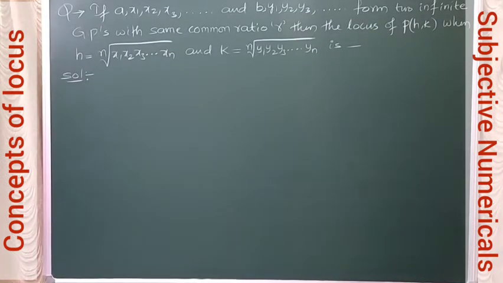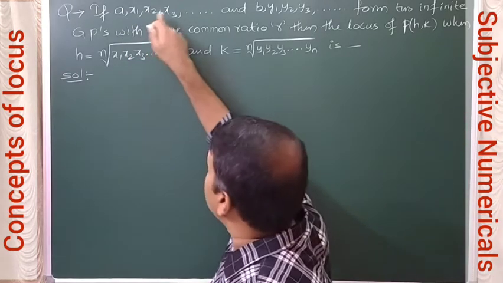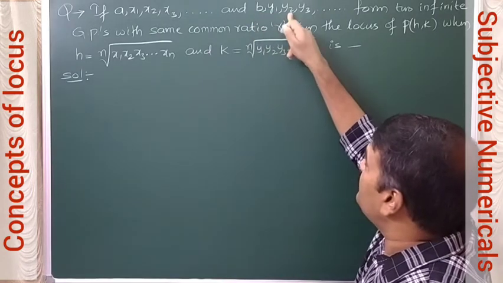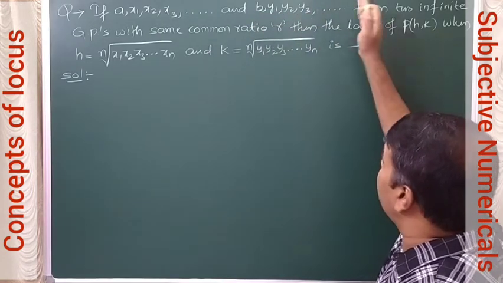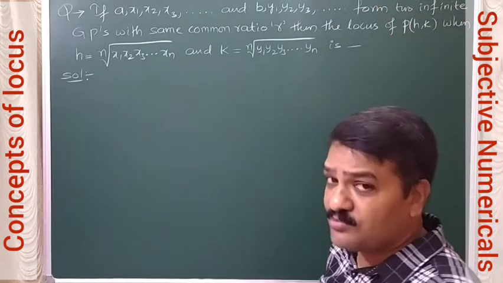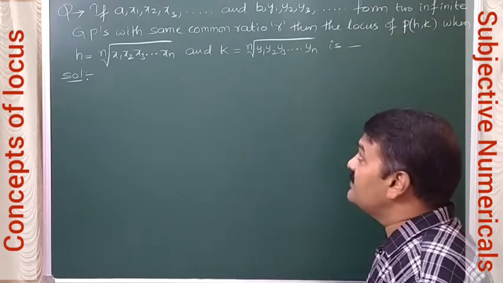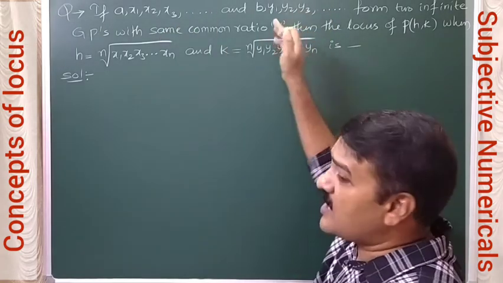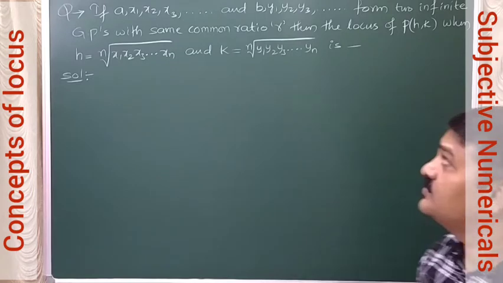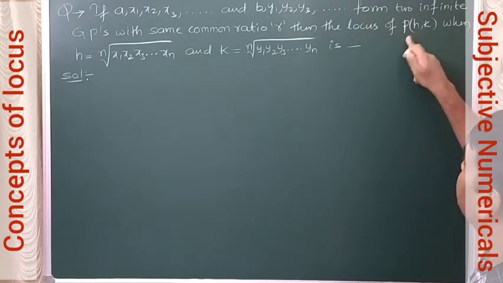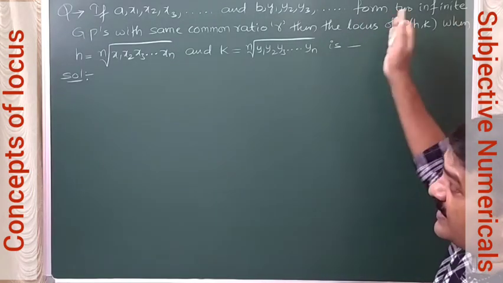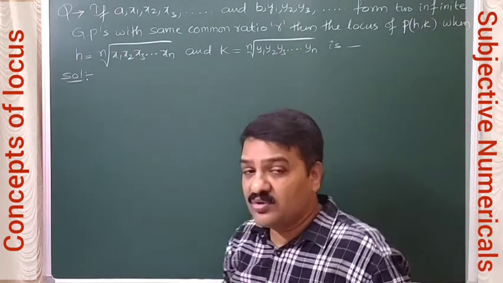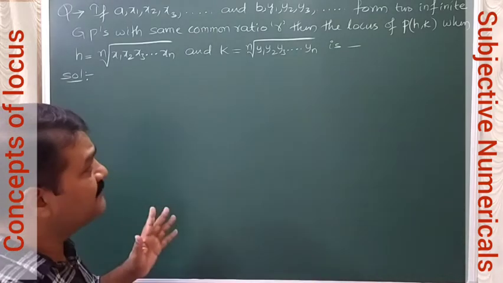So if a, x1, x2, x3 and so on up to infinity, and b, y1, y2, y3 and so on up to infinity form two infinite GPs, both are infinite GPs with the same common ratio r. So for both infinite GPs, the common ratio is the same, that is r. Then the locus of P(h, k), when h is given like this and k is given like this, is required.